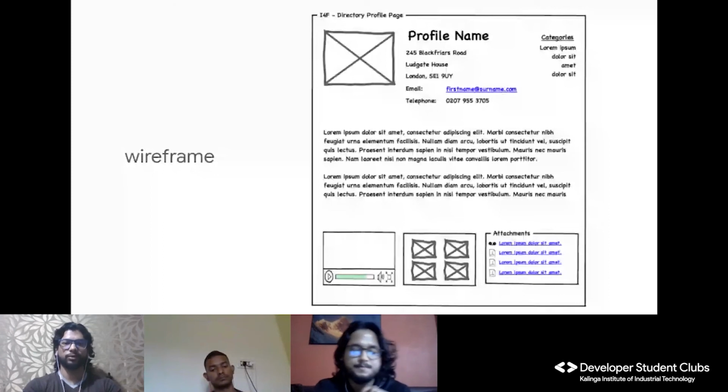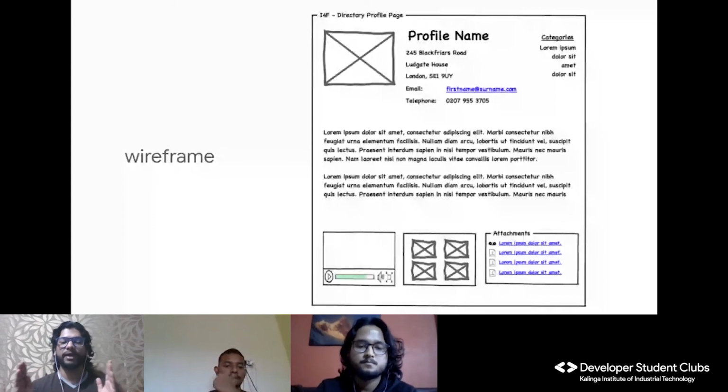Okay, so for the purposes of testing, like we have been telling you all from the first session, just don't spend too much time on wireframes, because the main objective is to just get a rough idea of where the things should be.